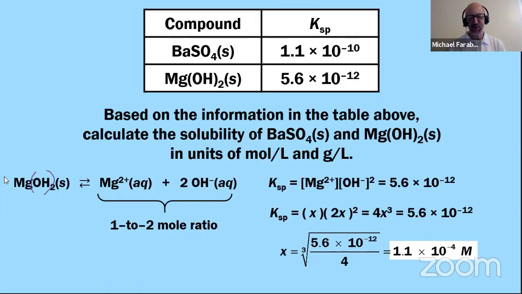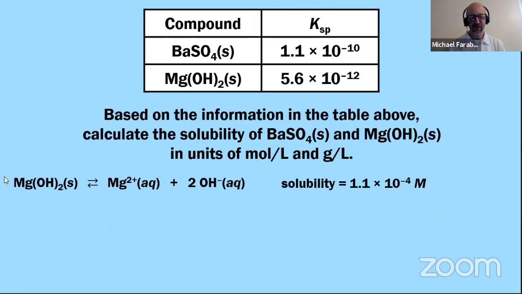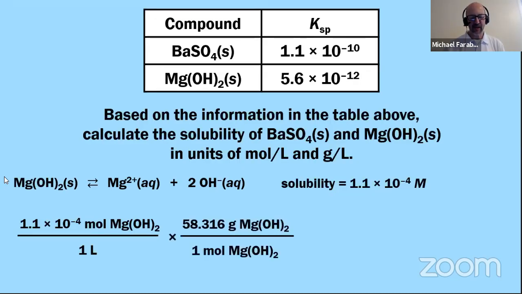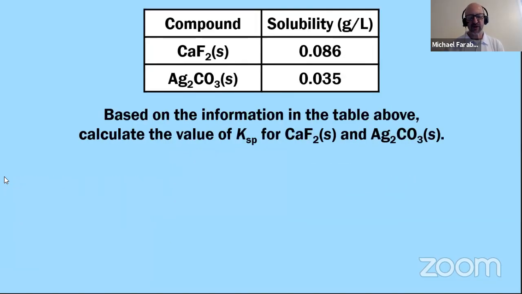All right, let's take our 1.1 times 10 to the negative 4 and convert that into grams per liter. So the molar mass of magnesium hydroxide is determined by looking at the periodic table. And now again, we're just confirming how small that solubility is. So about 6.4 milligrams of magnesium hydroxide for every 1 liter. If we've gone from Ksp to solubility, we should be able to go the other way around. So now I'm going to give you the solubility of 2 different compounds. This is calcium fluoride, CaF2, and silver carbonate, Ag2CO3.